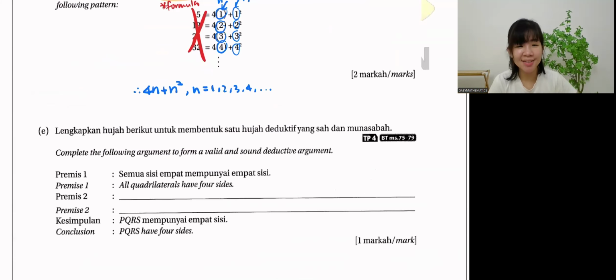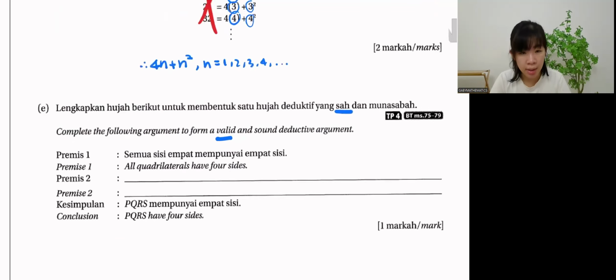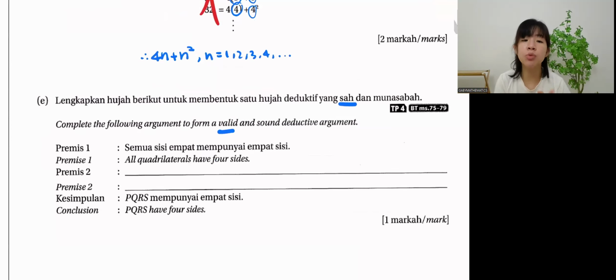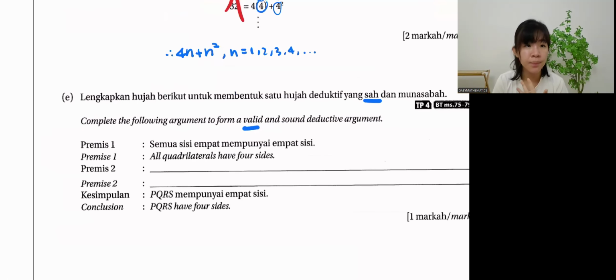Okay, next. Complete the argument to form a valid and sound deductive argument. Okay, form a valid deductive argument. So valid means the arrangement, the format must be the same. Whatever has to be written first, you write first. Okay, all quadrilaterals have 4 sides. Semua sisi 4 mempunyai 4 sisi. PQRS has 4 sides. So this one is which type? 1, 2, 3. Can tell or not? Very obvious, isn't it? The first sentence starts with all. Semua. You know that this is type number 1.